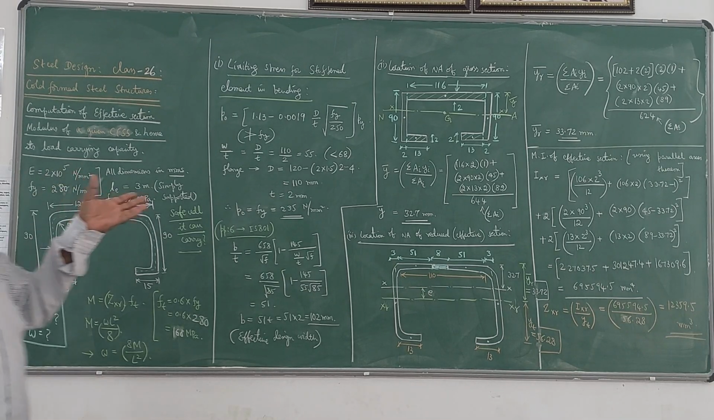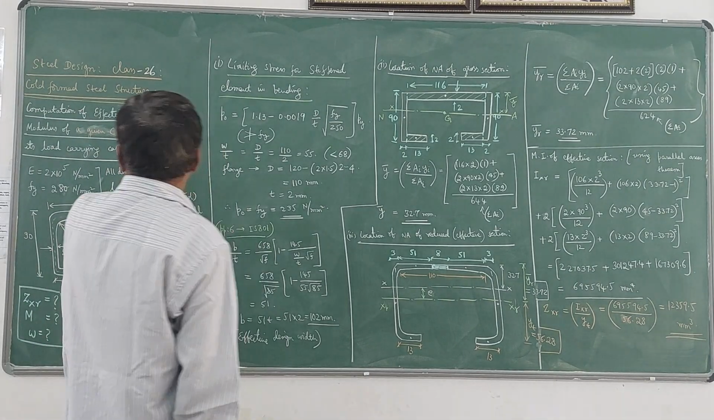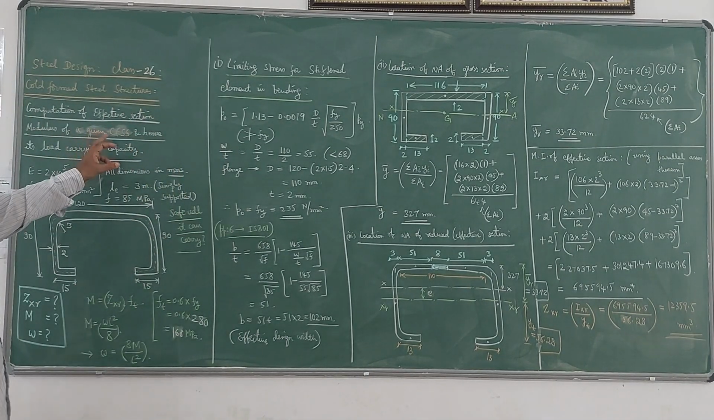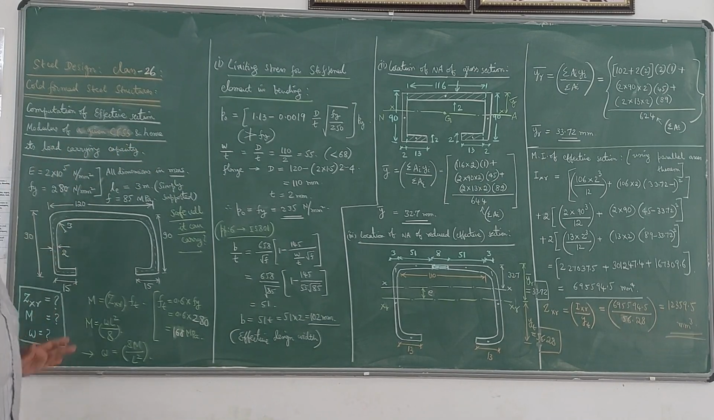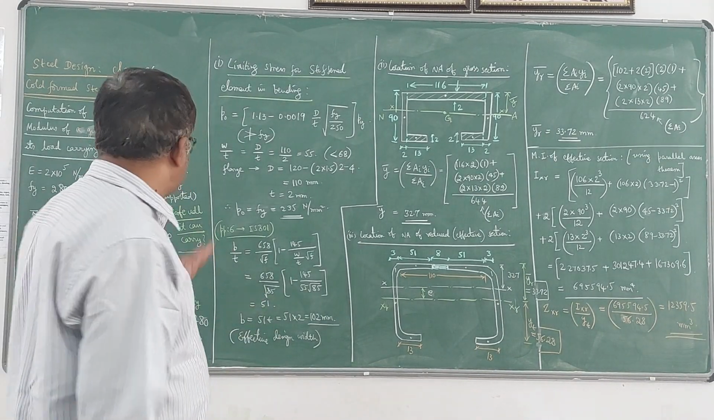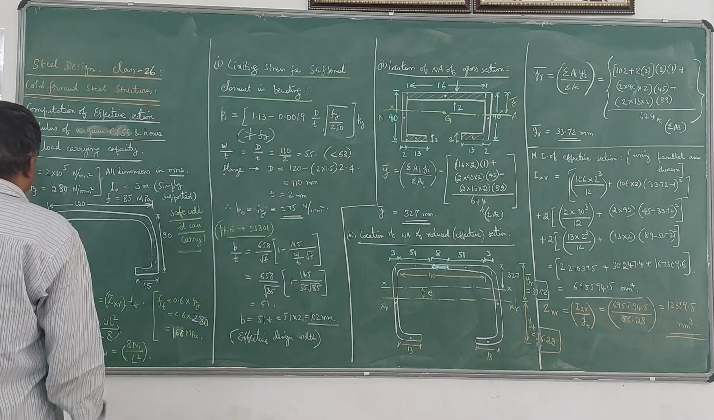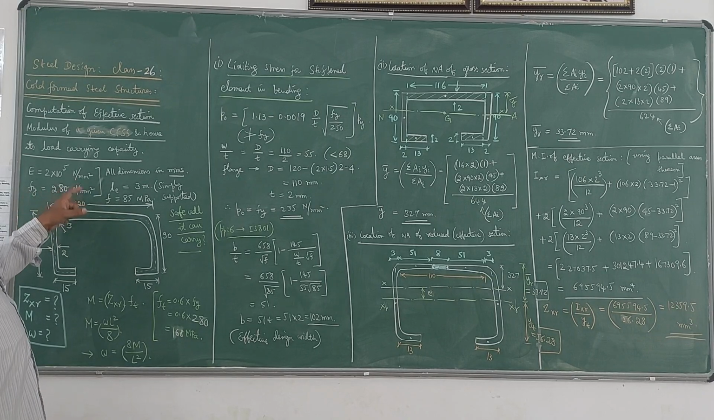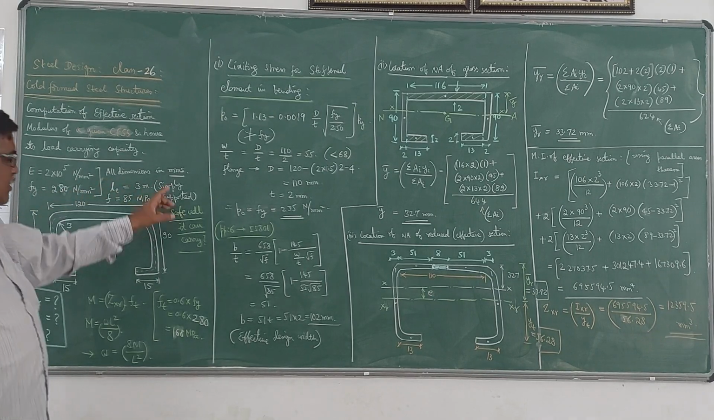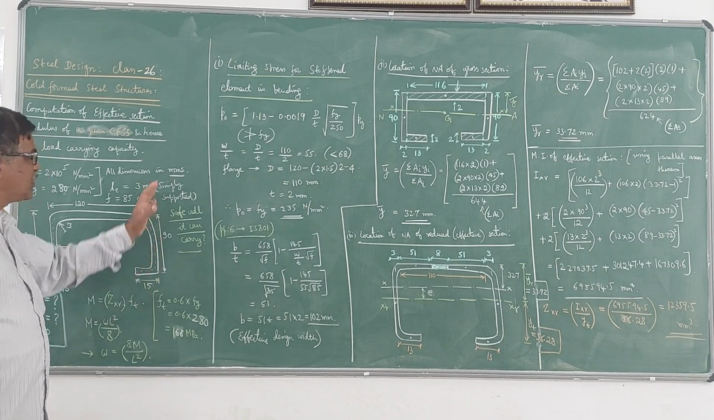In this class, we will discuss a problem on finding the effective section modulus of a given cold-formed steel section, and hence how to compute its load carrying capacity for a given span. Now, this is the data given. Young's modulus of steel is 2 into 10 power 5 Newton per mm square, yield stress is 280 Newton per mm square, and all dimensions given in this sketch are in millimeters.